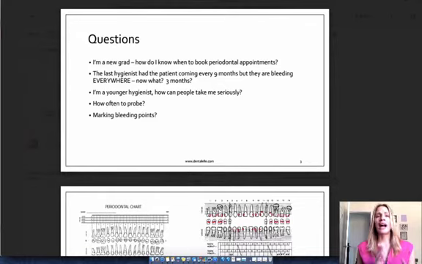It depends on plaque, tartar, the pocket levels. Check to see how often they have been coming in and go from there. Now, the next question I had was, or is, question number 2. So it says here, the last hygienist had the patient coming every 9 months, but they are bleeding everywhere. Now what? Is it 3 months? So somebody actually sent me this exact question.